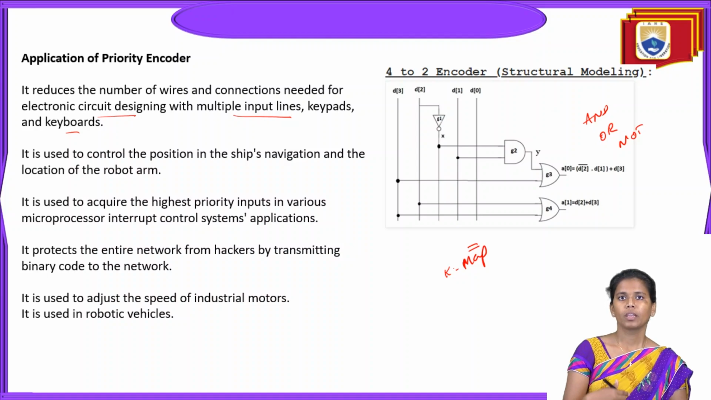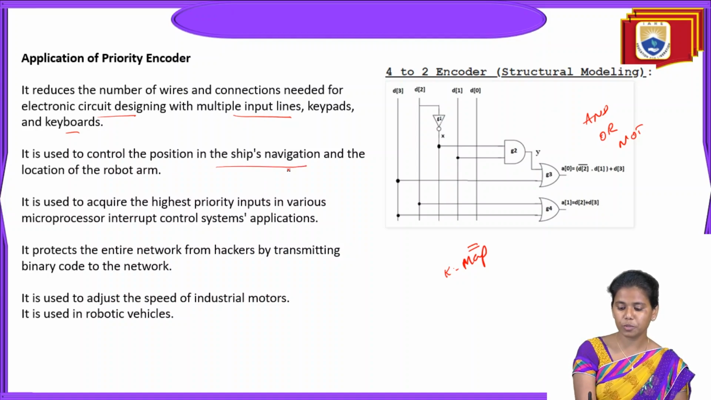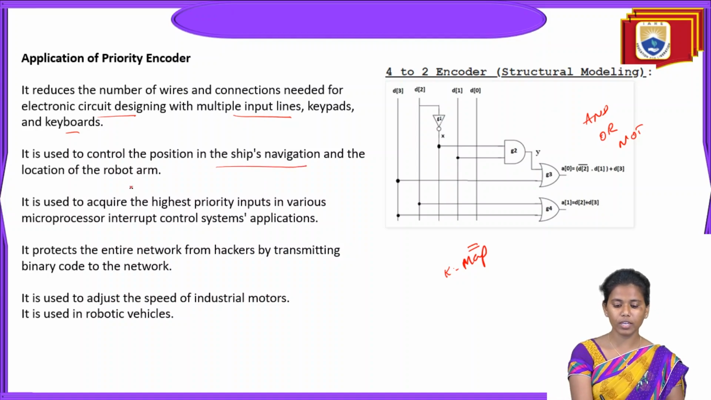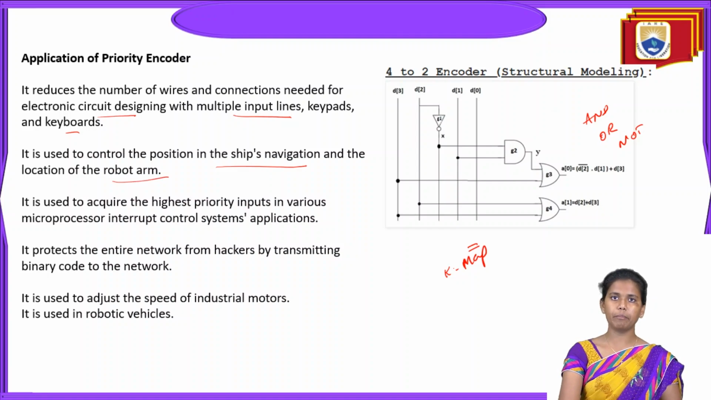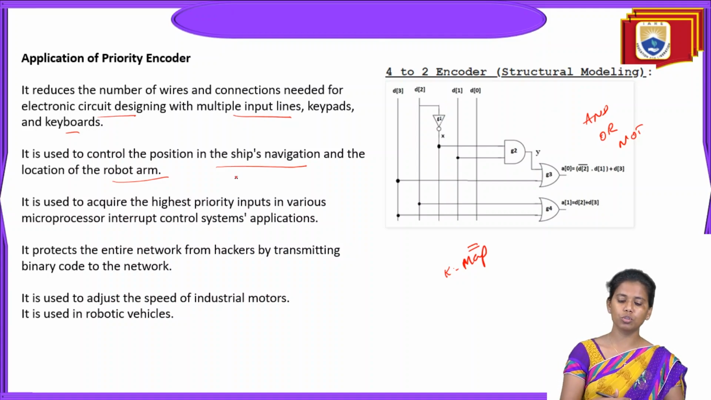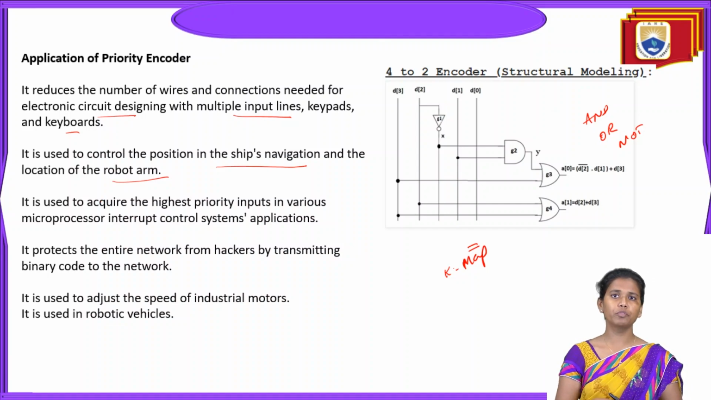And then also it is used to control the positions in ship navigation and the location of a robot arm. So these are two specific applications where we can use this encoder. In ship navigation and also for the location of the robot arm, encoders play a vital role.